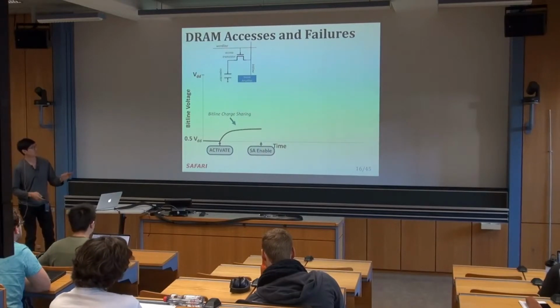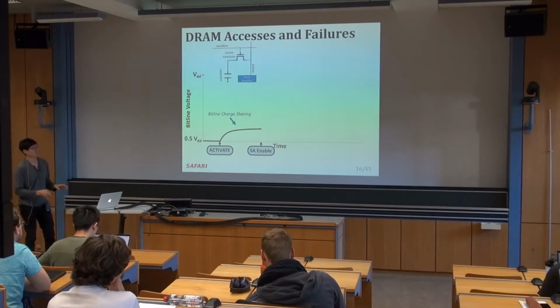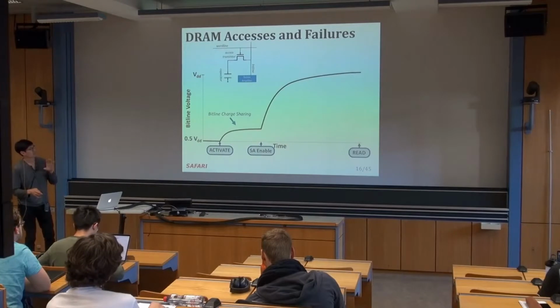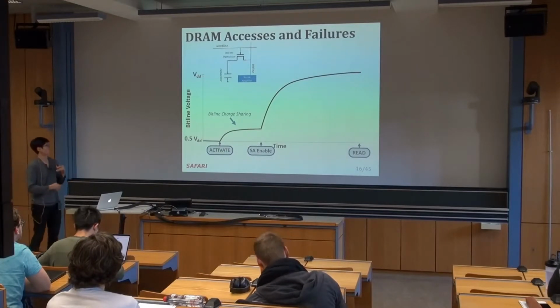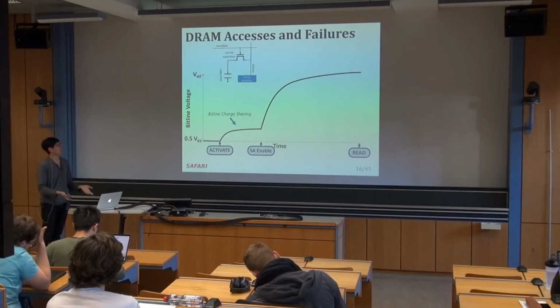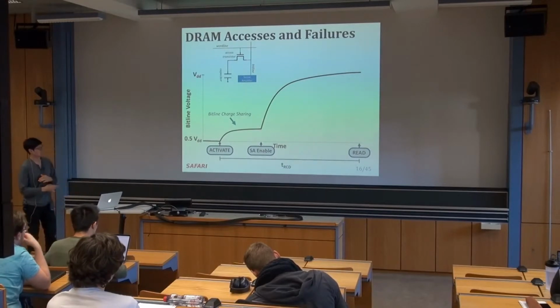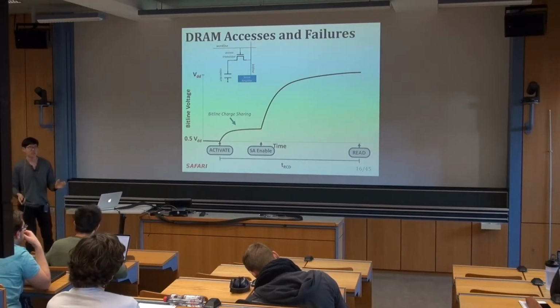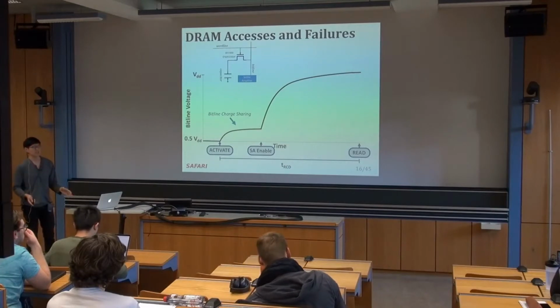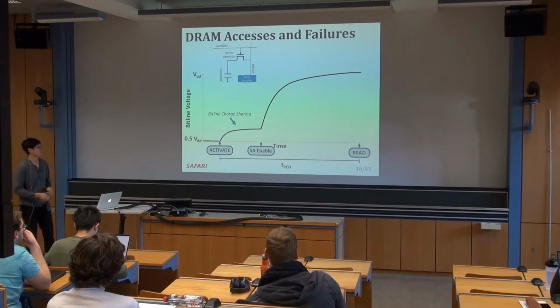And after a certain point, when enough charge has been shared, the sense amplifier is enabled such that we can amplify the data that the sense amplifier sees on the bit line. And so after a certain point, you can read the data after the sense amplifier has amplified the data enough to an IO readable value. And the time in between activate and read is indicated by tRCD, which is a DRAM timing parameter.